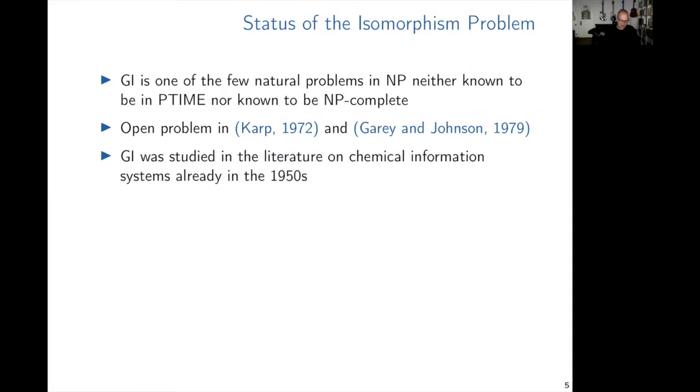Actually, the computational problem was studied first in the literature on chemical information systems. People represented chemical molecules as graphs, and let's say they had a database of molecules, and they found a new one, and they wanted to match it against their database. One of the earliest papers I know is from 1957, which appeared in Science and was by people working in chemistry. In the computer science literature, it first appears in the 1960s.